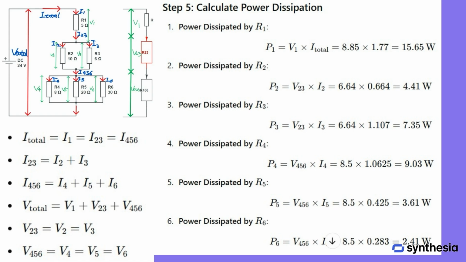P1 equals V1 times I1 is equal to 15.65 watts. P2 equals V2 times I2 is equal to 4.41 watts. P3 equals V3 times I3 is equal to 7.35 watts. P4 equals V4 times I4 is equal to 9.03 watts. P5 equals V5 times I5 is equal to 3.61 watts, and P6 equals V6 times I6 is equal to 2.41 watts.